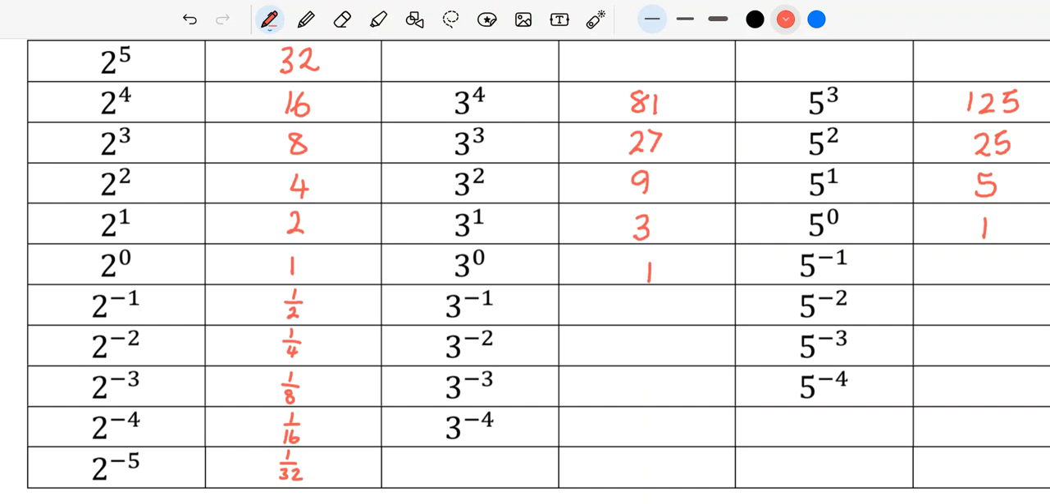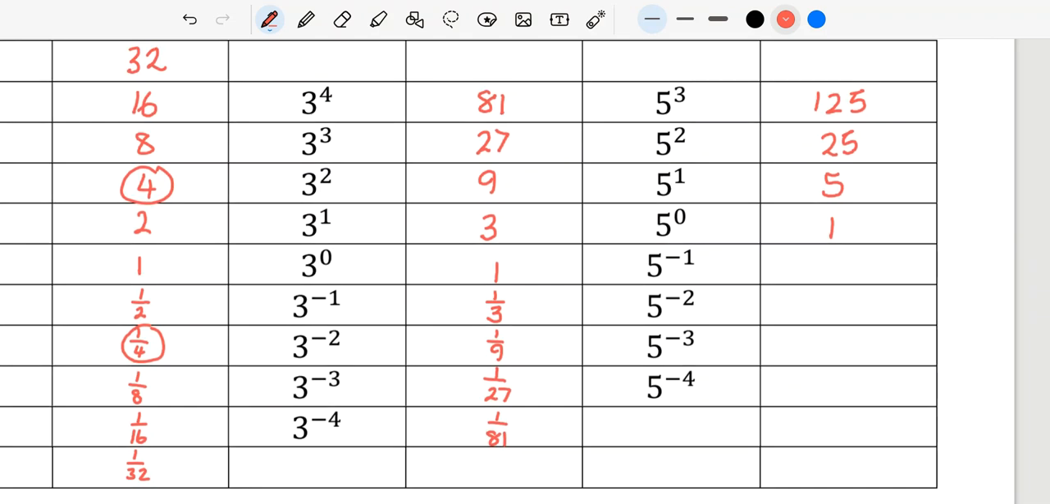Okay, so it's the same as up here. 2 to the power of 2 is 4. 2 to the power of negative 2 is 1 divided by 4. So what's 3 to the minus 1? 1 over 3. What's 3 to the minus 2? 1 over 9. 1 over 27. 1 over 81. Okay. What's 5 to negative 1? 1 over 5.